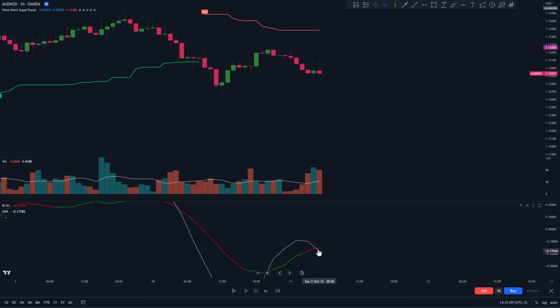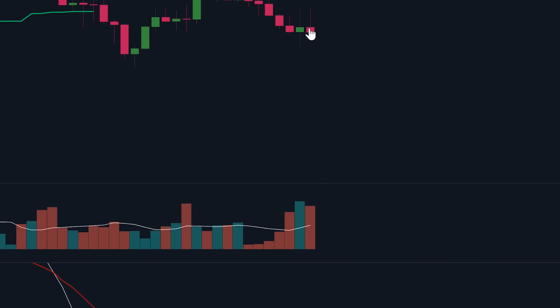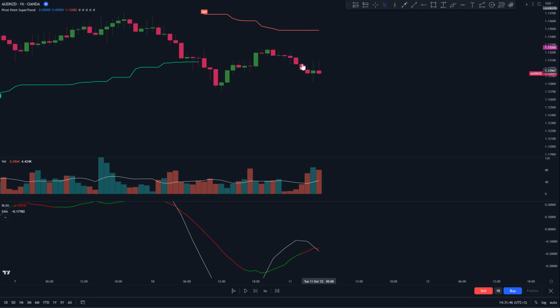Lastly, on this entry signal candle, we want to make sure that this volume bar of the volume indicator is colored red, and it should also be above this white moving average. This indicates the presence of a high enough bearish volume in the market to push the price in the direction of our trade. All our entry conditions are met on this candle, so we're going to enter a short trade here.